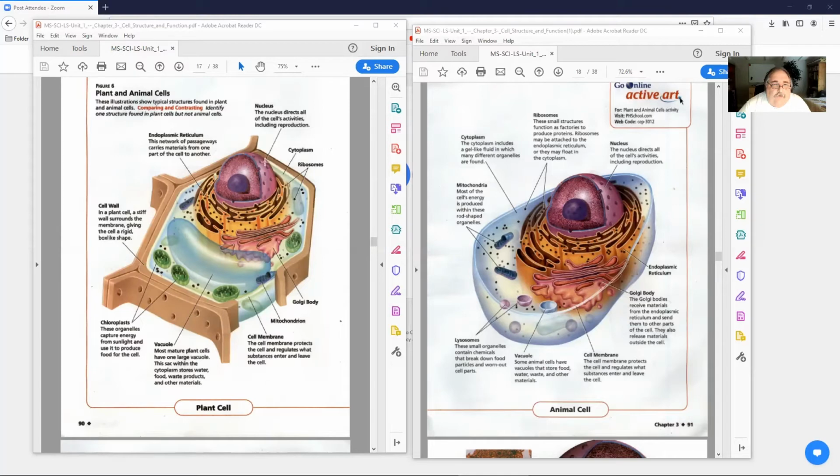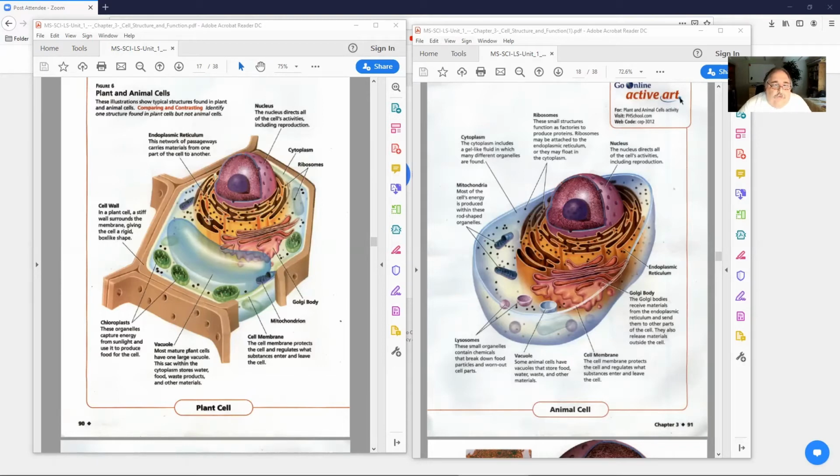And we have the nuclear wall, or nuclear membrane, then the nucleolus, and outside we have cytoplasm, which is the gel-like substance in which the organelles float. We have the endoplasmic reticulum surrounding the nucleus. This network of passageways carries materials from one part of the cell to another.